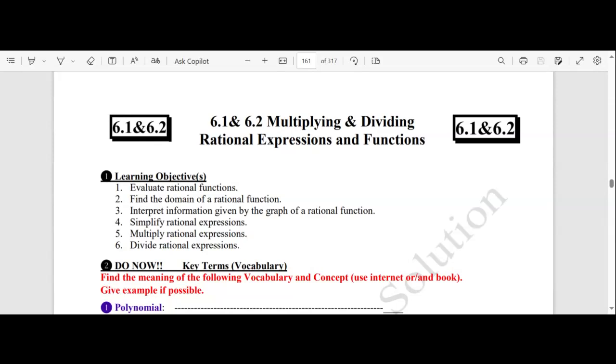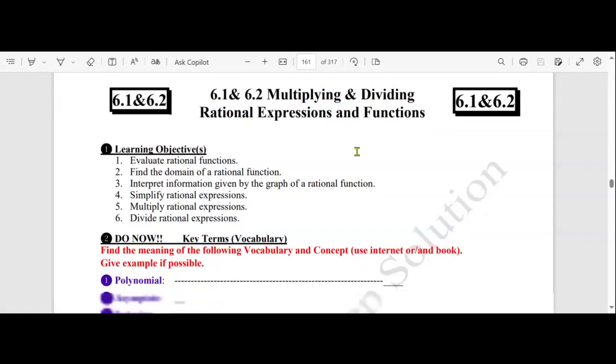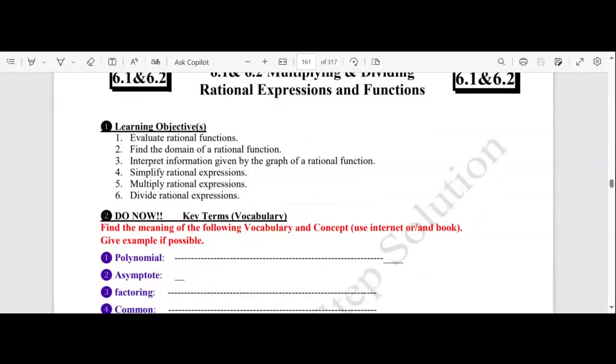Okay, we're going to start with chapter 6. Chapter 6 is talking about multiplying and dividing rational expressions and functions. Learning objectives. Read them.